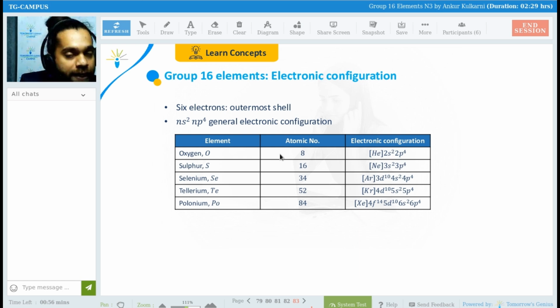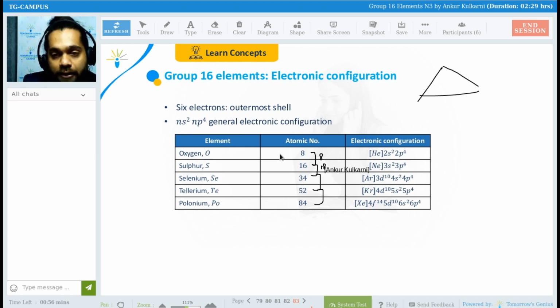Now electronic configuration. I hope everyone knows how to write down the electronic configuration. We have seen the triangle, and from the triangle everyone can draw the electronic configuration. I hope everyone knows how to remember the atomic number also. I have told you about the magic numbers 8, 18, 18, 32. That is how you remember the atomic number also. Please remember this, it is important.